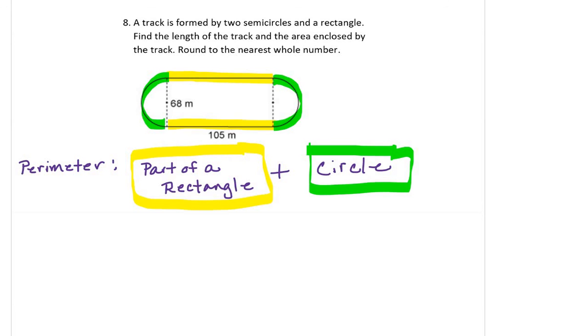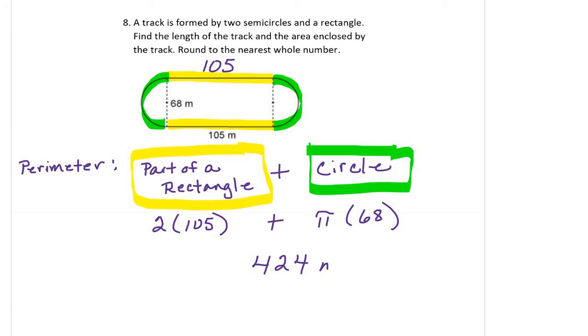So remember, the perimeter is your distance around. So in this case, this straight part of my track is going to be 105 for the top and 105 for the bottom. So I have 2 times 105. And for the circle, I'm looking for the circumference, which is pi times d, or pi times 68. And you put that into the calculator and you get approximately 424 meters.